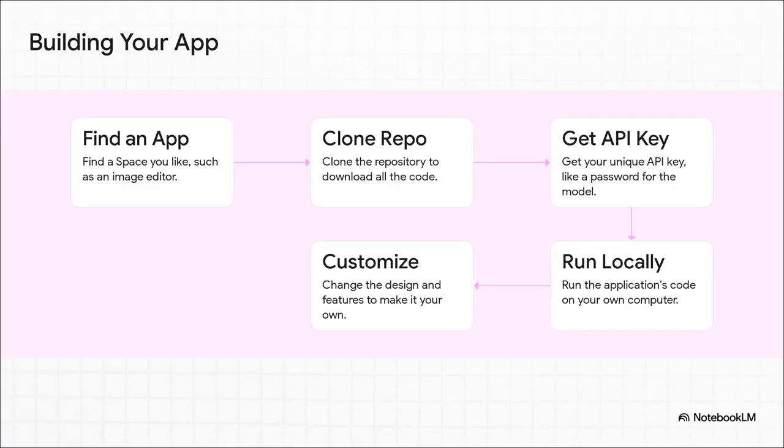You basically find an app you like in Spaces and clone its repository to get the code. Then you get your own unique API key, which is kind of like a password that lets you use the model. Then you run the code on your own computer. And from there, well, that's when the real fun begins.